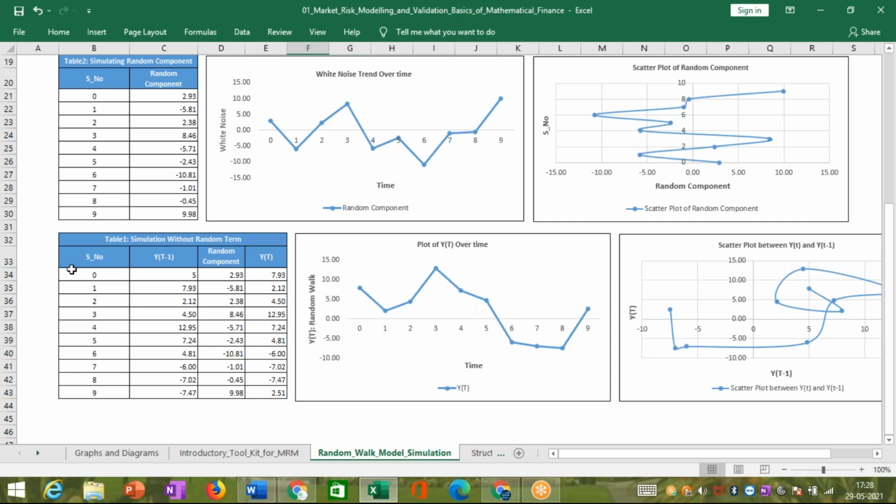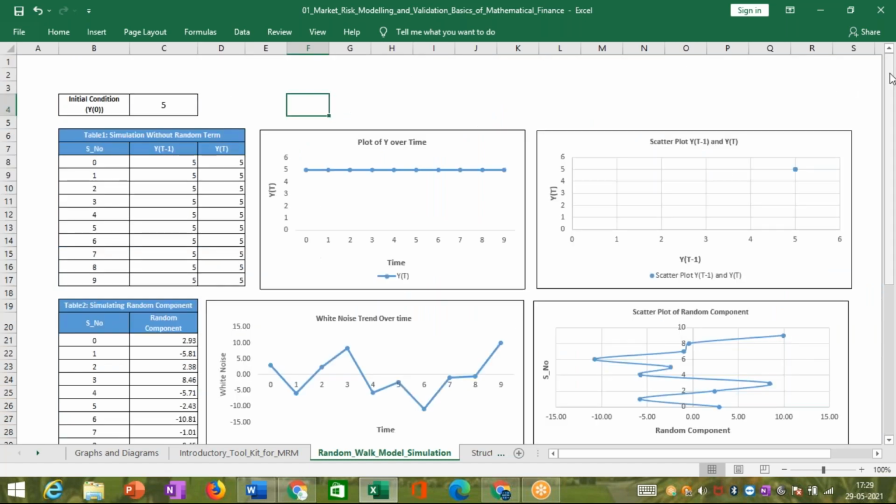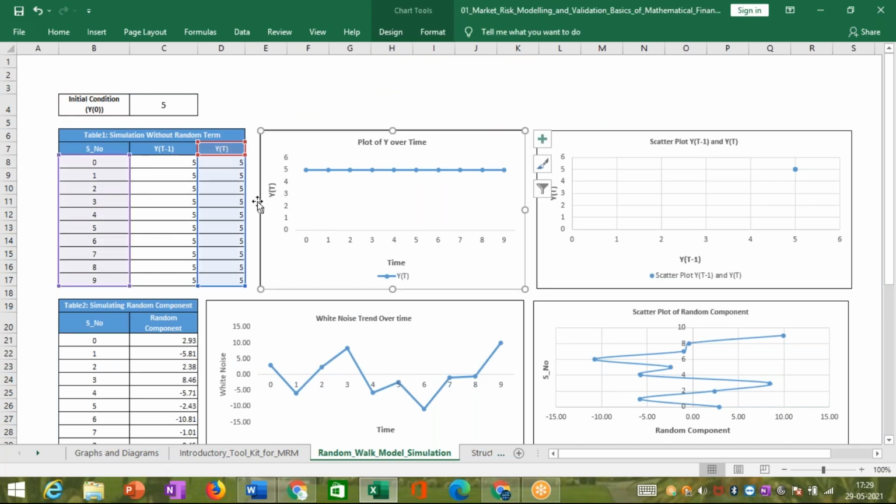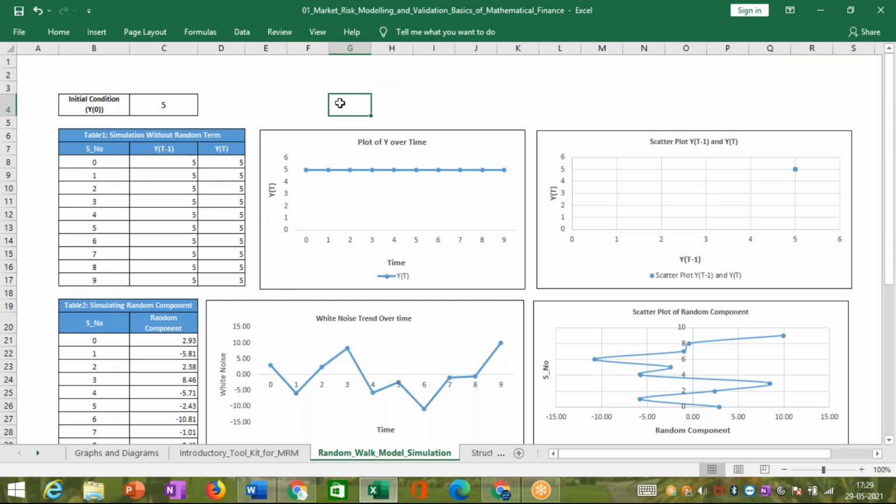So over here, we first introduce ourselves to this concept of white noise. We'll see how this plot actually comes in. So what I do over here, in this first one that you can see, is start off with an initial condition of 5. So I assume that the variable that I have with me takes a value 5. It starts off at 5, and from there, time keeps on increasing.